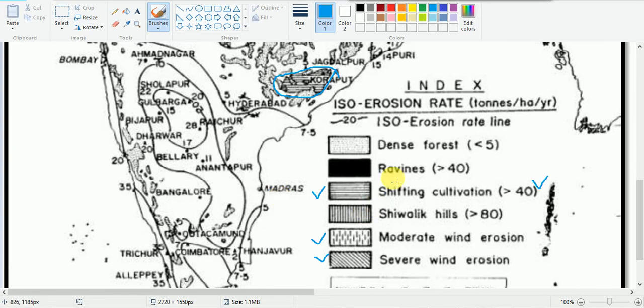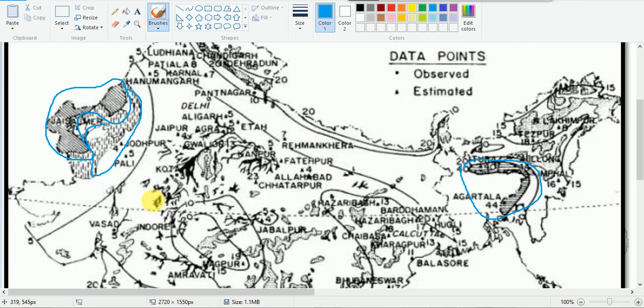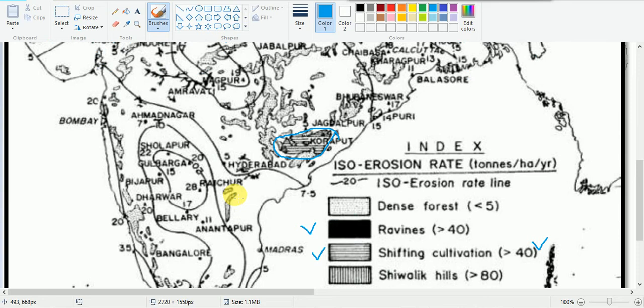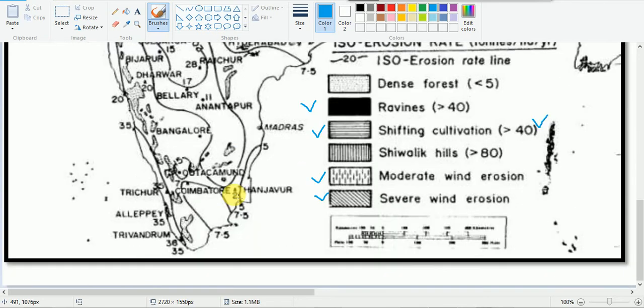So this black set shows ravines. Okay, ravine, that is badlands. Here we mainly find them in the Chambal area. Okay, this is the Chambal basin, Chambal badland. In this area we have these ravines, badlands. So in this way we can read this map.